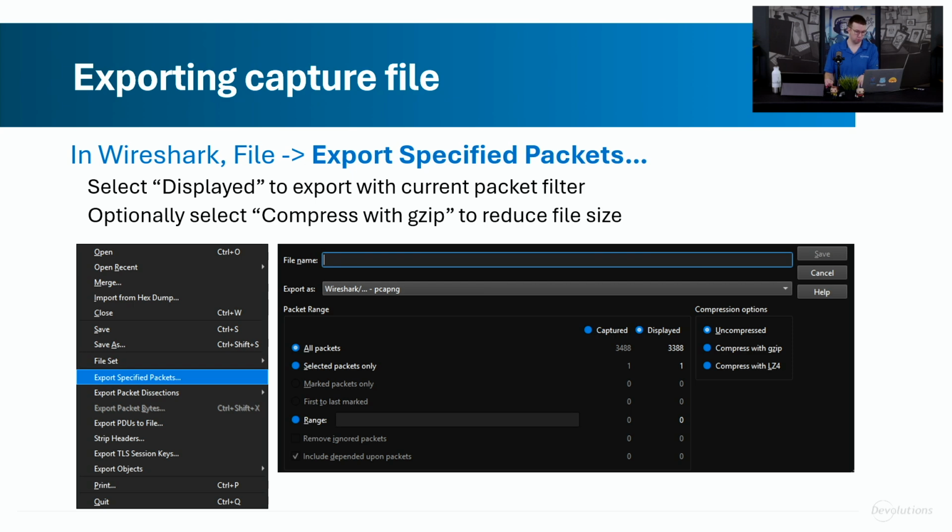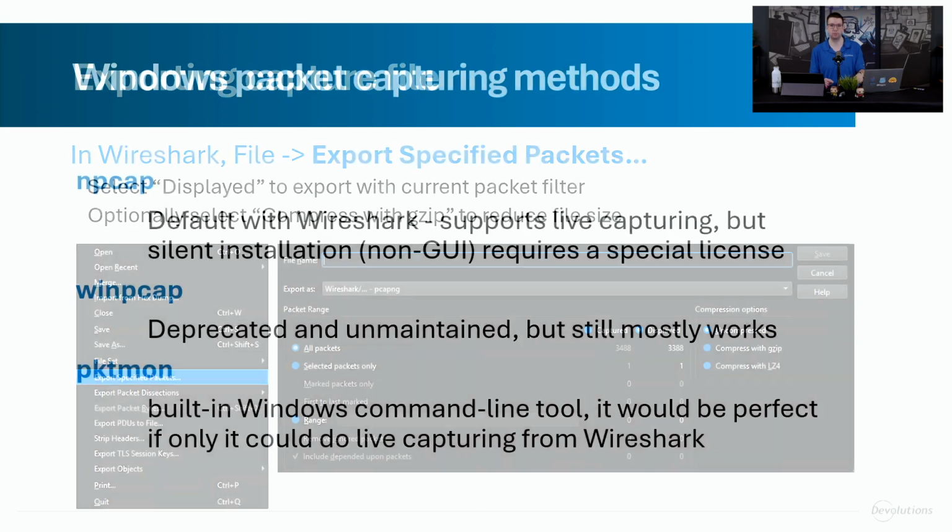And then you can also use the option to compress with gzip or LZ4 for your pcapng. So if you're making long packet captures with a lot of graphics or even file transfers, they will grow quite fast. You probably want to use the compression in this case.